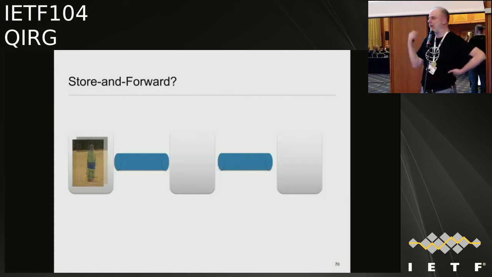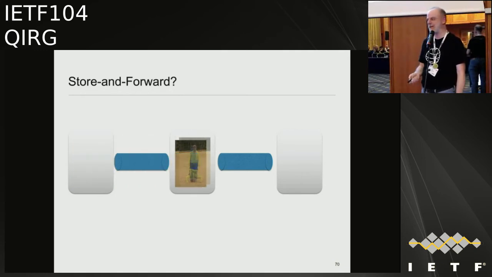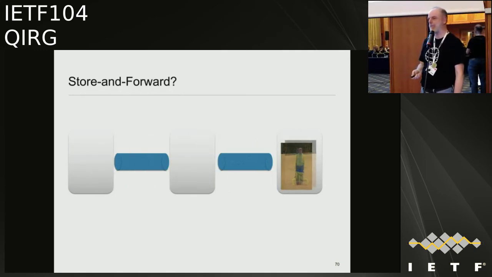All right, so ideally what you might like to have, and what everybody in this room probably has in their head, is a store and forward architecture, right? Where you're taking a qubit and going hop by hop across a series of hops.